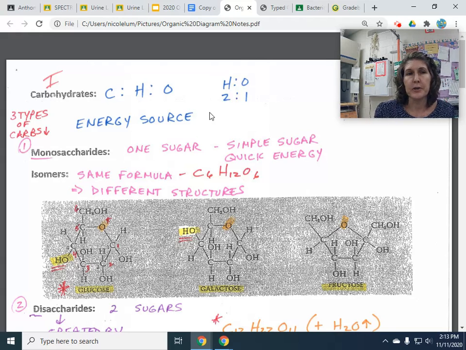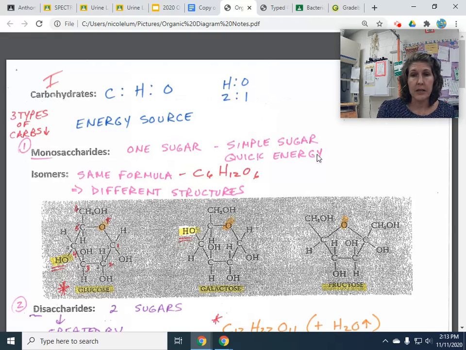We know that they are your energy sources within your body. You have 3 types of carbs: monosaccharides, disaccharides, and polysaccharides. Monosaccharides, meaning one sugar. This is your quick energy source within your body. It's the first place your body wants to go to burn in order to create your ATP or energy.